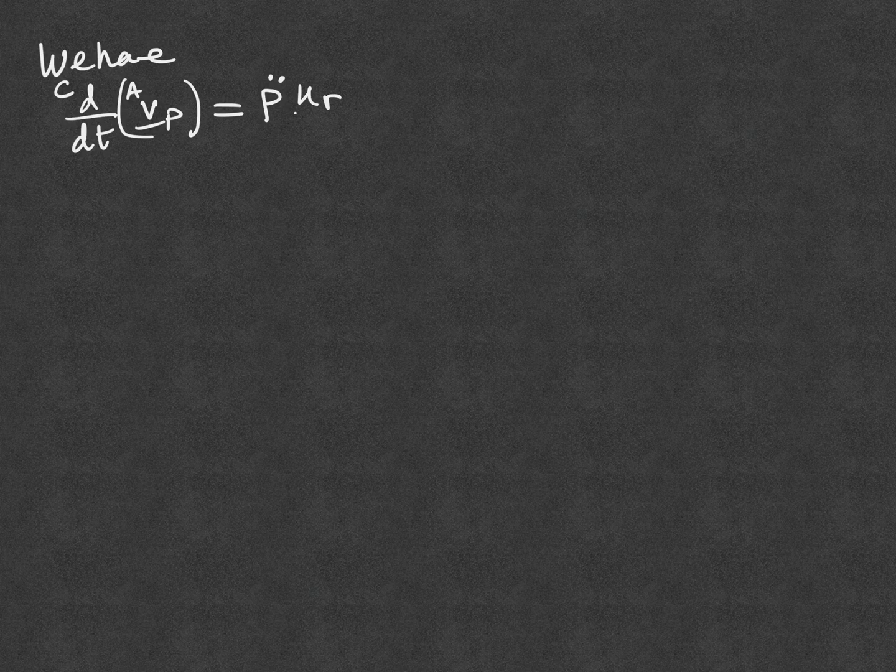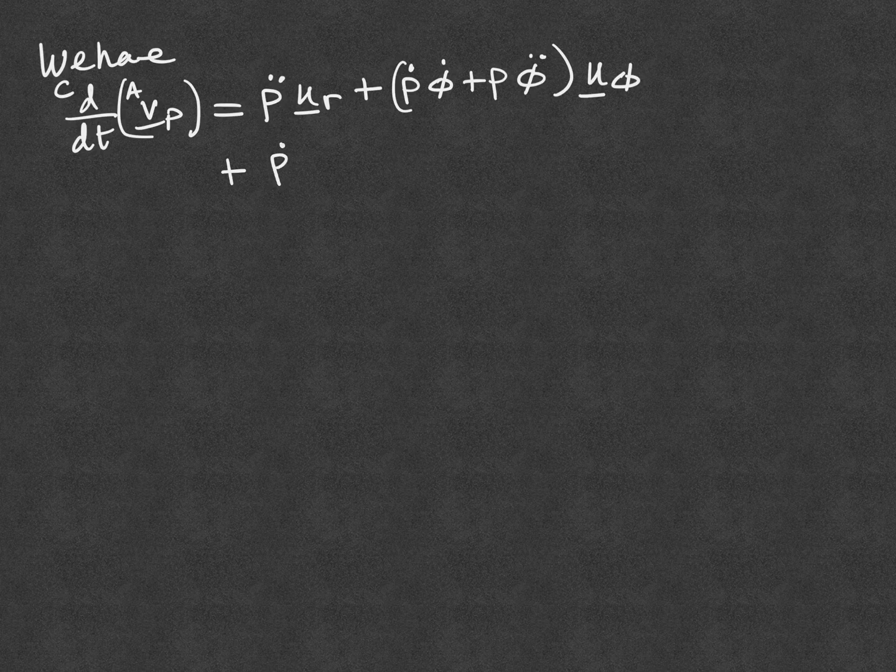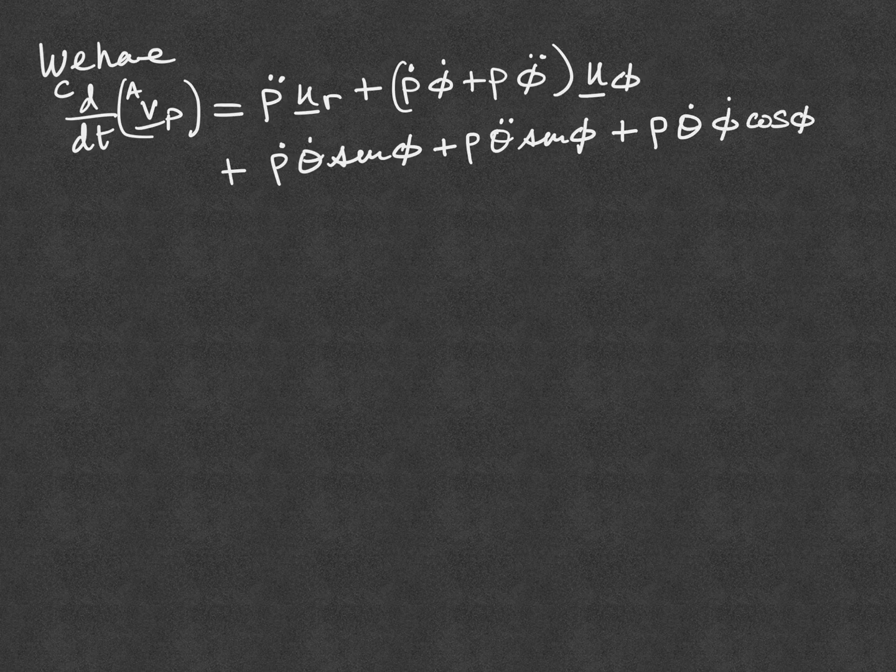So we have d dt in C of the velocity of P in A is equal to rho double dot UR plus rho dot phi dot plus rho phi double dot times U phi plus rho dot theta dot sine of phi plus rho theta double dot sine of phi plus rho theta dot phi dot cosine of phi, the whole thing times U sub theta.